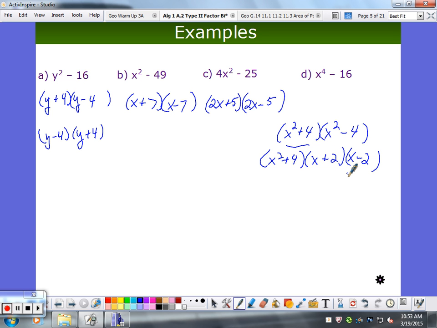Now I'm done. So this is kind of like when you factor 12, right? And then you do 2 and 6, and this can still be factored, so you keep going. Same kind of idea. Same kind of thing.